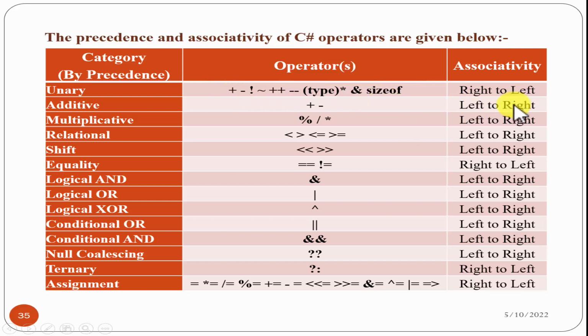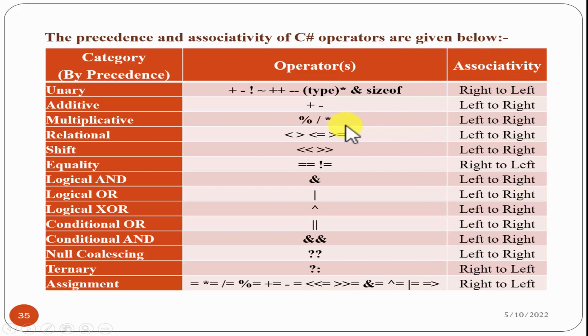Here left to right means left will be performed first, then right. So you can see here the associativity of each family. All are left to right; only the unary operators are right to left, and the assignment operators are right to left, and last, the ternary operators are right to left. Others all are left to right.